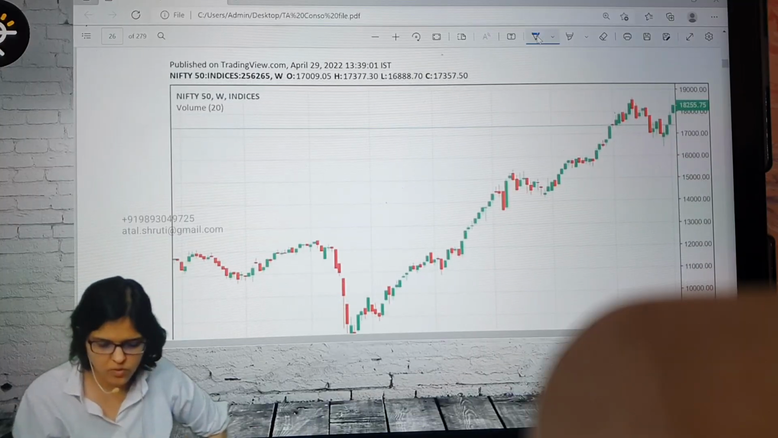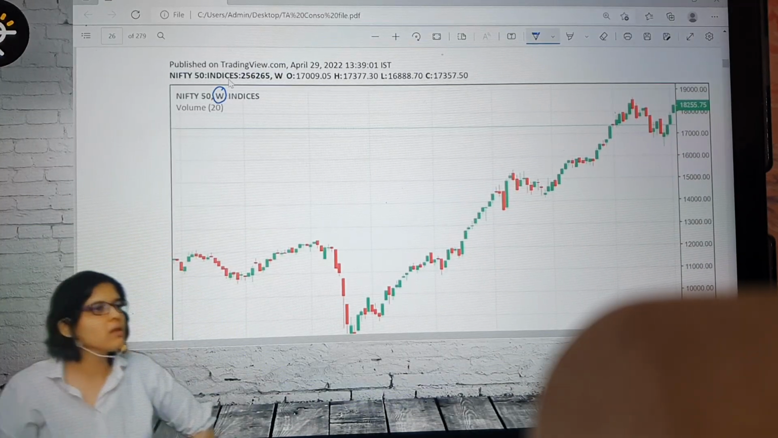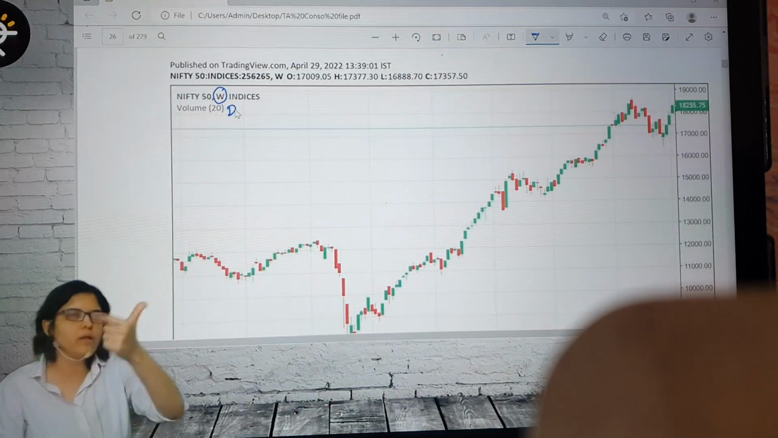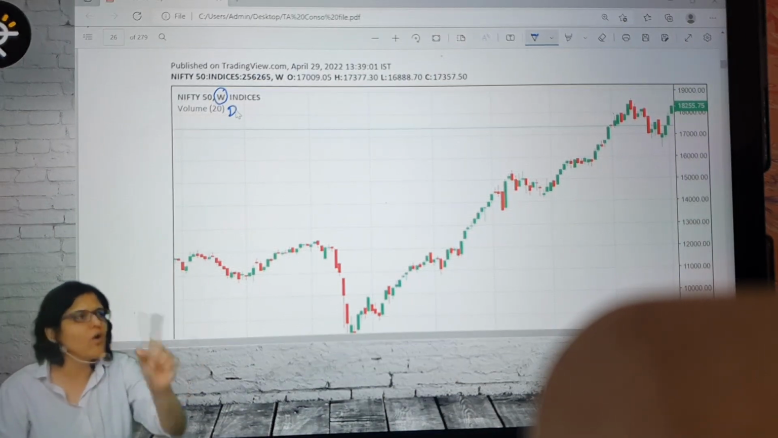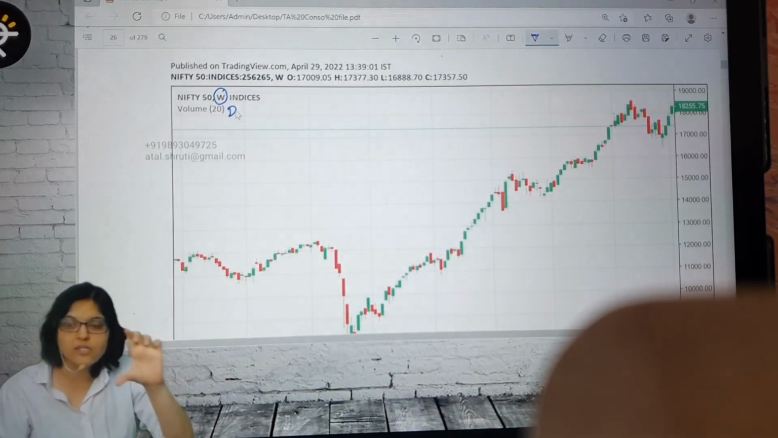I'll show it here only. Okay, now here, if you see here, you can see Nifty and here W is written. It's a weekly candle. Had D been written, it would have been a daily candle. Means what? Open, high, low, close, but of what? Of one day, or 1 week, or 1 month. That is how the candle will be formed.